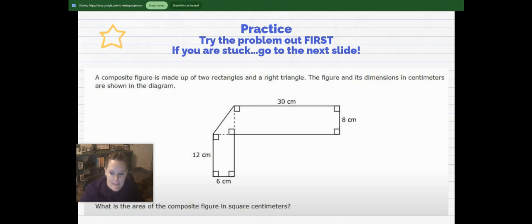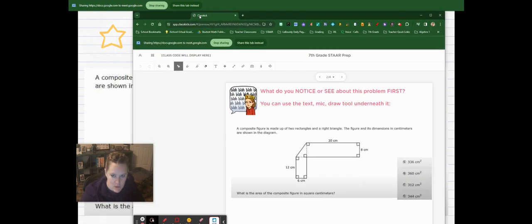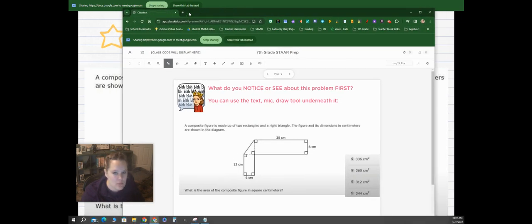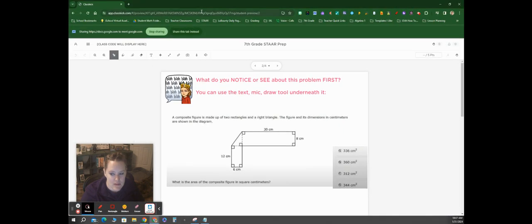So I am going to show you, and hopefully this works. And if it doesn't work, I apologize. I am still playing around with Screencastify here.